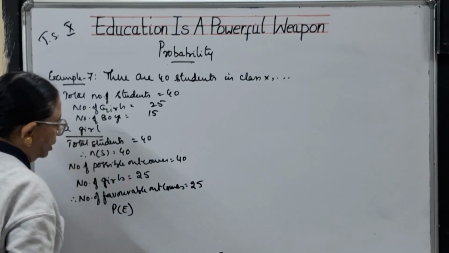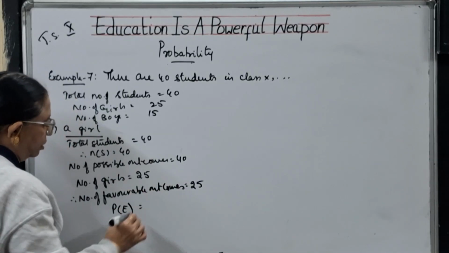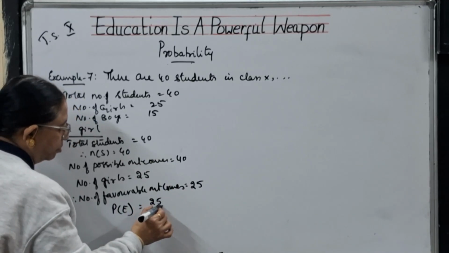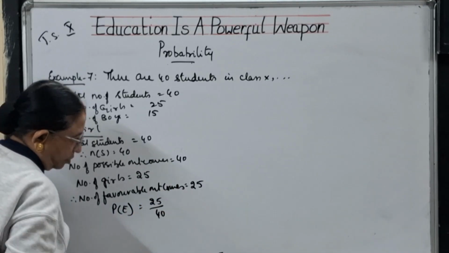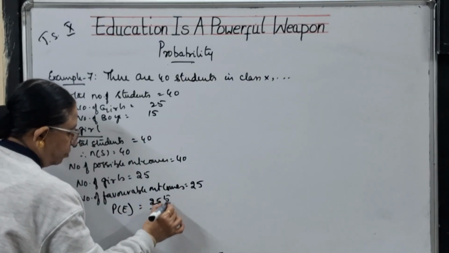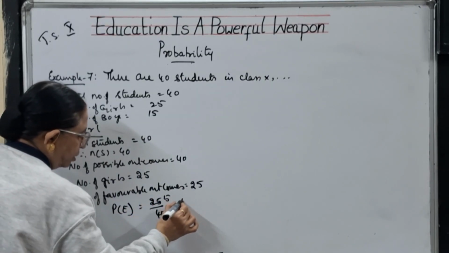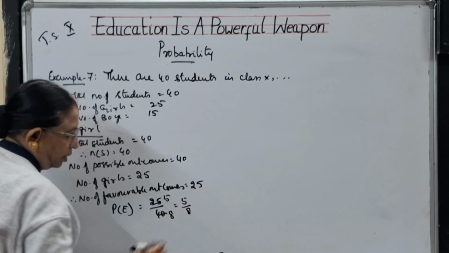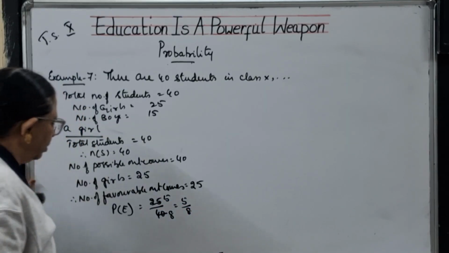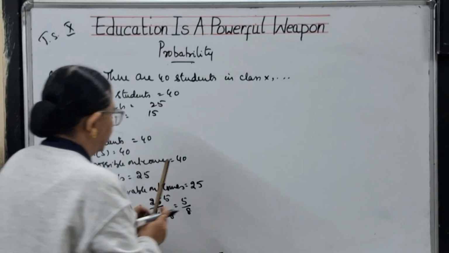So, what is probability of event? Event means getting a girl. It is nothing but number of favorable outcomes by number of possible outcomes. So, 5 5s are 25, 5 8s are 40. 5 by 8 is a girl. Now, P of E is 5 by 8.